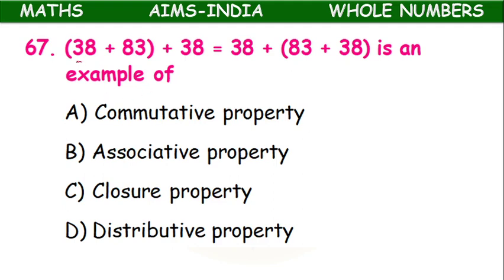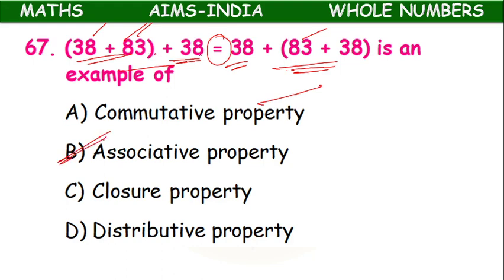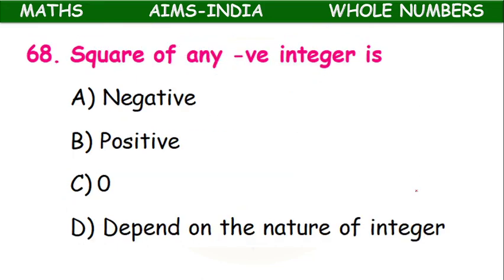So here 38 plus 83 plus 88, the order of addition is changing, but still the result is the same. Here 3 terms are there, 3 numbers are there, means 3 numbers can be added in any way. Under addition, this property is called associative. If we have 2 numbers, it is called commutative, but we have 3 numbers, so that's why it is called associative property.